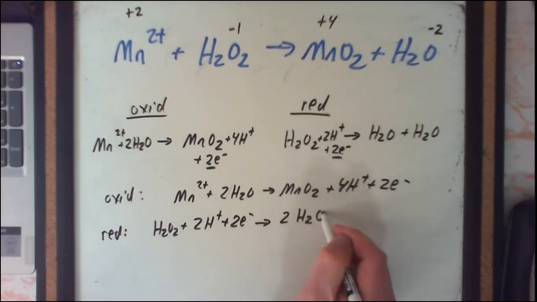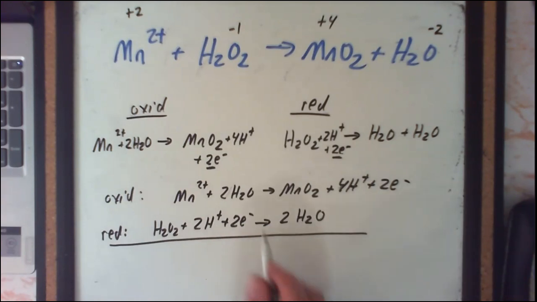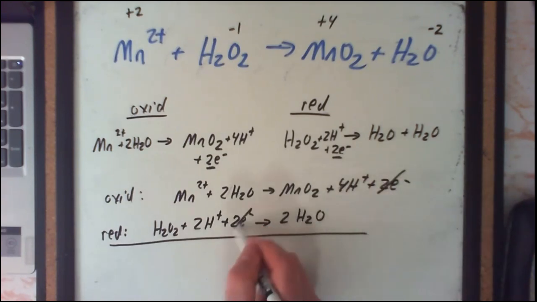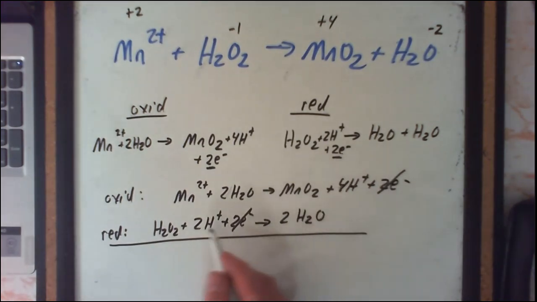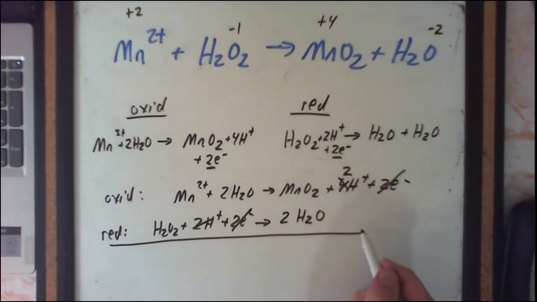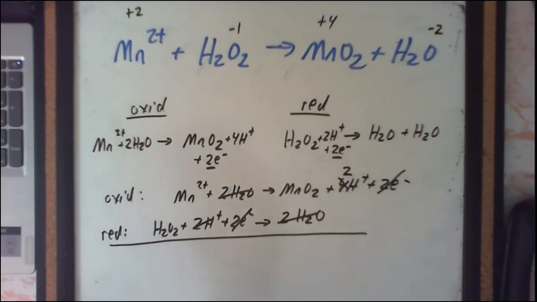Just combine those into 1. I'm ready to add the 2 equations together. What has to happen is the electrons produced have to be the same as electrons consumed, so they cancel each other out at this stage. And then we have 4 hydrogen ions versus 2, so 2 of these will cancel 2 of these to leave me with 2. And then we'll see that these 2 water molecules will cancel out with these 2 water molecules to leave me with 0 water molecules.